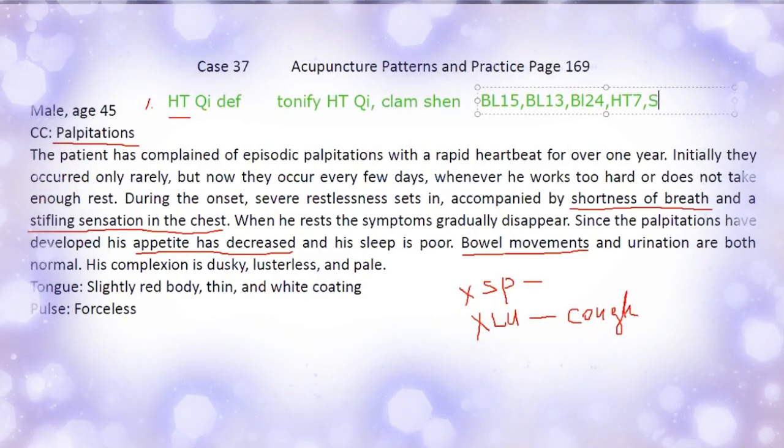And spleen 6 we have. So that's still stomach 25. I like your point 17 there. I like it especially over the chest for palpitation kind of conditions. And certainly the other points are still good there. So that's for this case. Any more discussion for this case? It looks good.